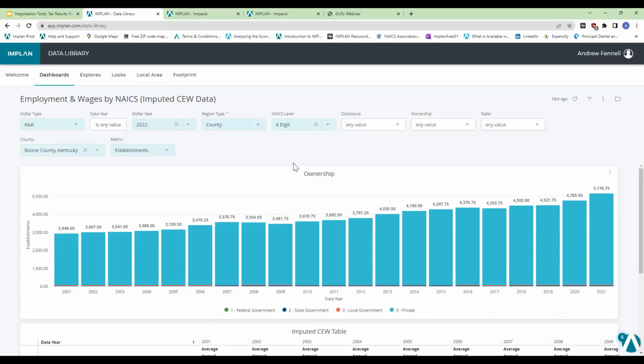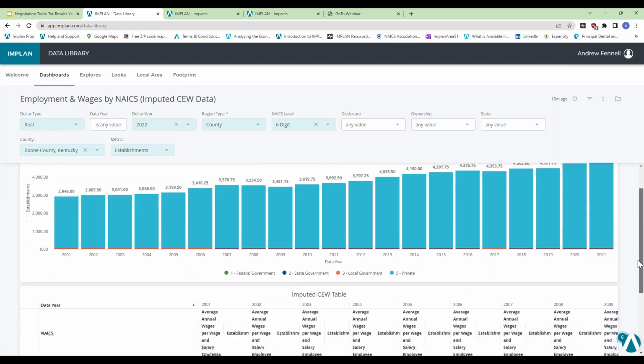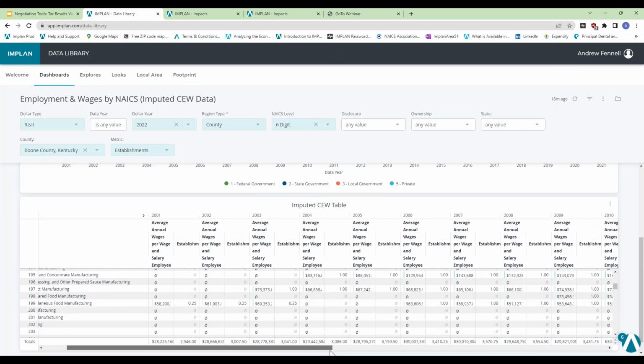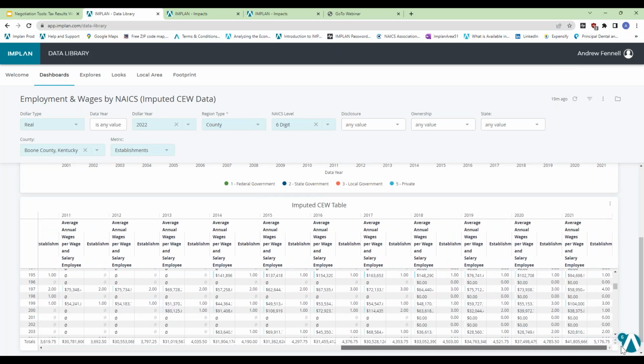So going back over to IMPLAN, let's take a look at what we can learn in data library, just as a high level view. I'll scroll down here to this table talking about flavoring, syrup, and concentrate manufacturing. That's the NAICS code I just referenced. We can see here it looks like an establishment moved in there in about 2004, and scrolling across the top here, I'll stop on 2021, which is our latest data. We can see that it remains pretty much the same at about 1 throughout the years. And we'll look at them as an example for a contribution analysis here.